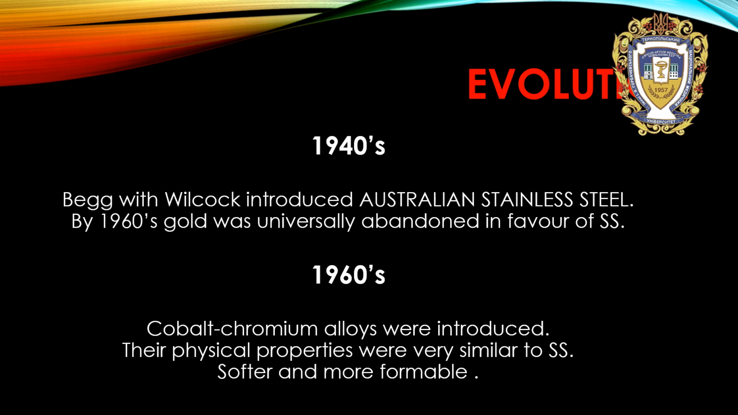In the 1940s, Begg with Wilcock introduced Australian stainless steel. By the 1960s, gold was universally abandoned in favor of stainless steel. In the 1960s, cobalt chromium alloys were introduced. Their physical properties were very similar to stainless steel, but this alloy is softer and more formable.